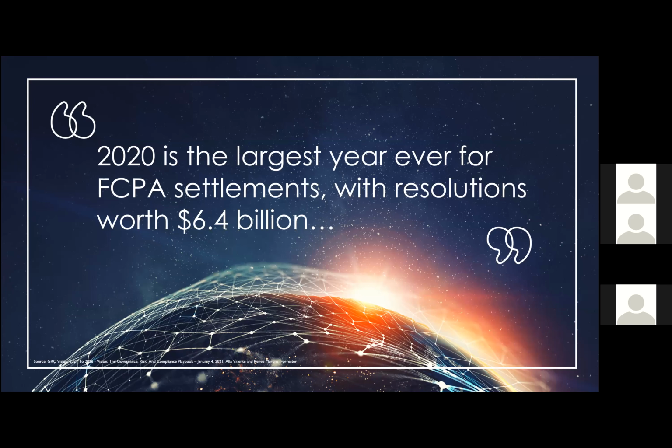Now, of course, so far in 2021, not much has actually happened in the world of FCPA enforcement. And I guess in Q1, we have not had any large announcements or headline-grabbing news.